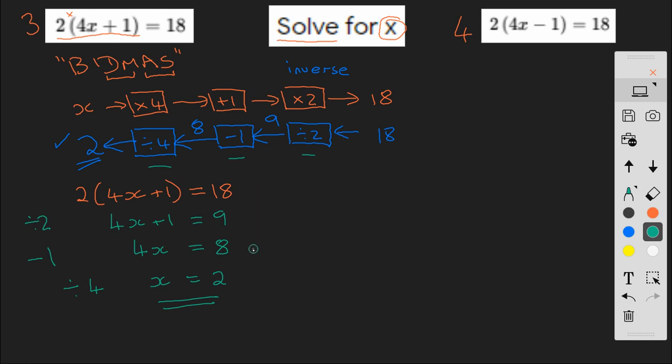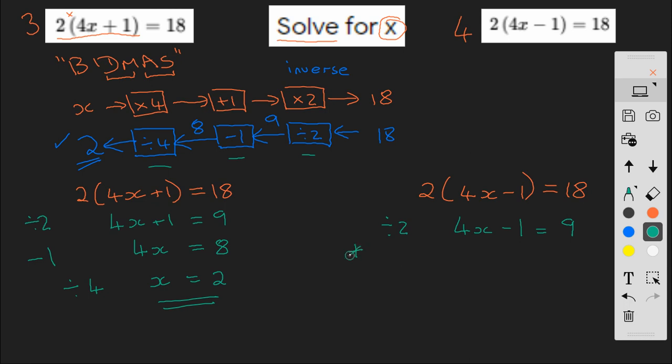So having done this one, it's relatively straightforward to now do question 4, and we will see where the change in our steps happens. Hopefully this won't be an enormous surprise to you now. First thing we're going to do is divide both sides by 2. 4x minus 1 is 18 divided by 2 is 9.